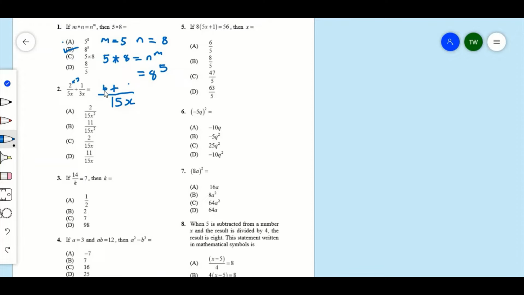Plus, how many groups of 3x can you get out of 15x? That's going to be 5. And we are going to take that 5 to multiply the numerator of 1. And 1 times 5, that's going to give us 5. And 6 plus 5, that's going to give us 11, over our common denominator, which is 15x.